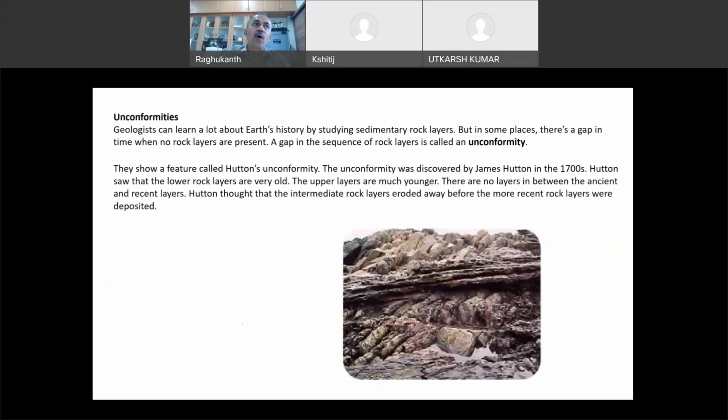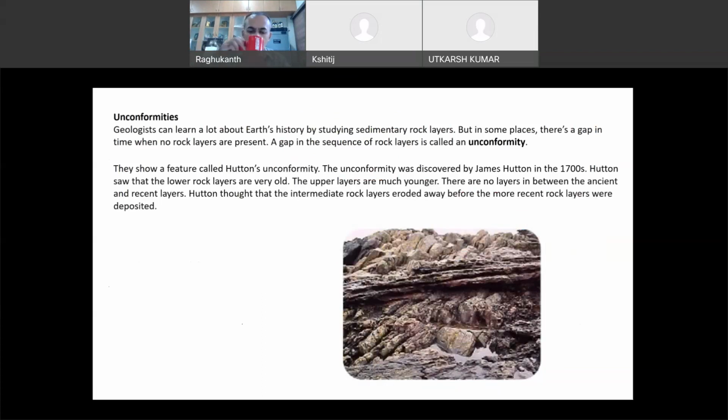And now unconformities I told you about last class. We have three types: angular, disconformity, and other things also. But the most important thing about unconformities, can anybody point out, like last class, what is it?